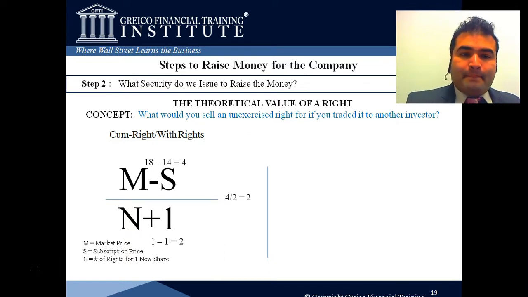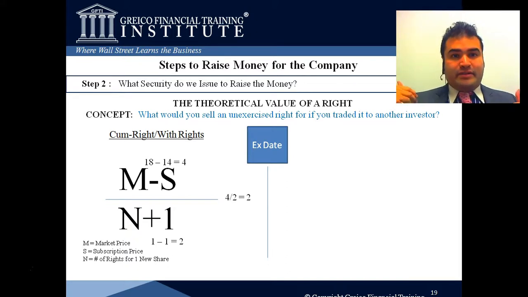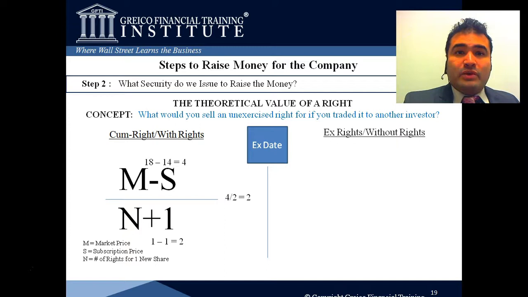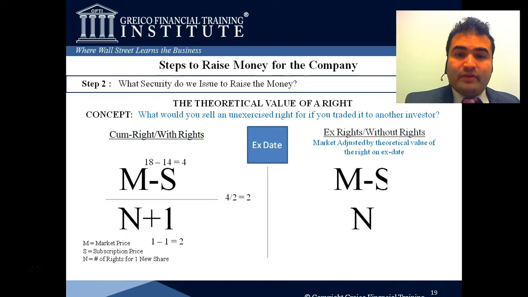Now if you buy the stock after the X date, the rights start trading separately from the stock, because the right becomes its own tradable security, still with value. So how would I calculate the value if they told me it's after or on the X date? I would use the X rights formula. But on that X date, since you're no longer getting the rights, the market price has to adjust for the fact that you're no longer trading the rights.